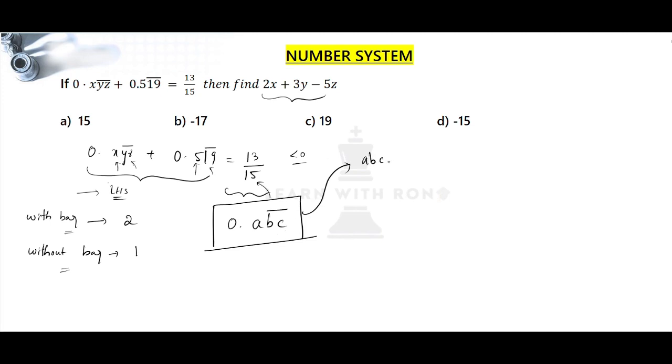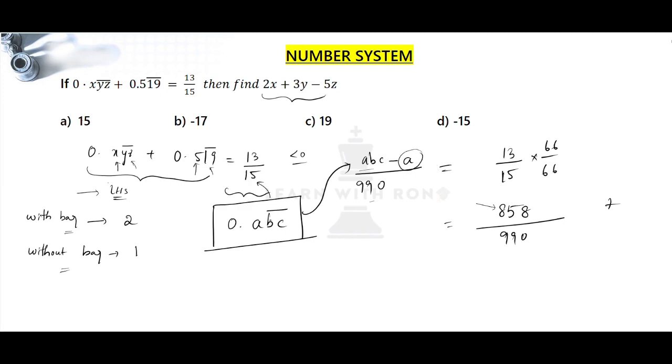So how to write this 0.ABC in fraction format? ABC minus the without-bar value, divided by, with bar we have 2 digits so 2 nines, without bar 1 digit so 1 zero: 990. Here the denominator is 15, so let us make the denominators the same. 15 times 66 is 990, so multiply numerator and denominator by 66. 13 times 66: 6 times 3 is 18, 6 times 1 is 6, 60 plus 18 is 78, 7 carried forward, 6 plus 1 is 7, plus 7 gives 858. So we got the value 858 after subtracting A.